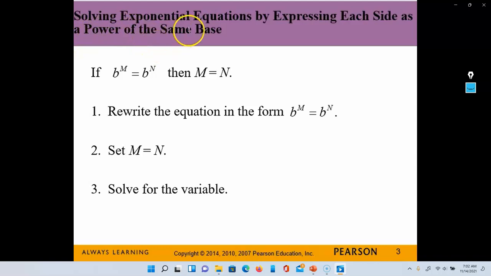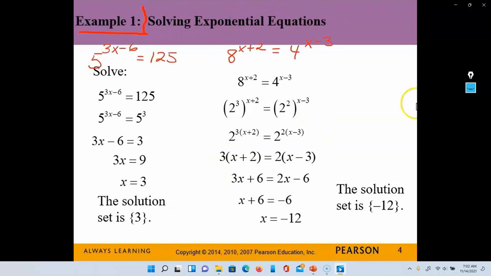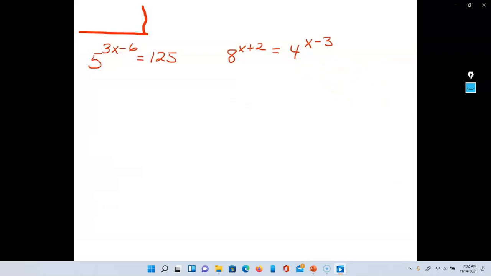All right, solving exponential equations by expressing each side as a power of the same base. And we said that if our bases equal each other, then our exponents equal each other. All right, so let's look at an example. So there is example 1, and we're going to the whiteboard to work it out. So I'd like you to copy this down.